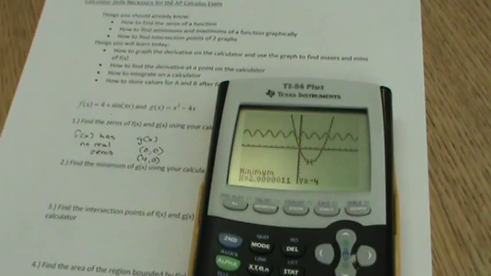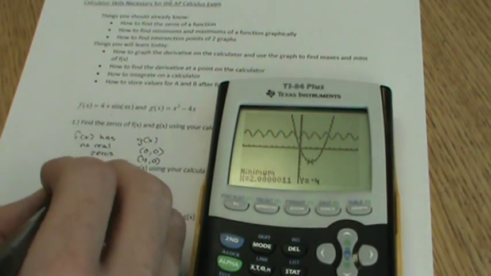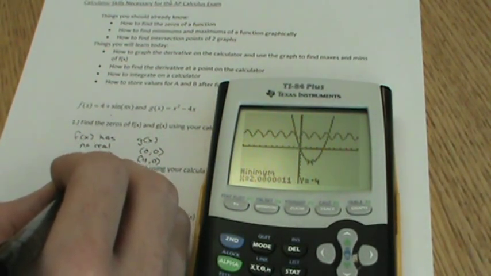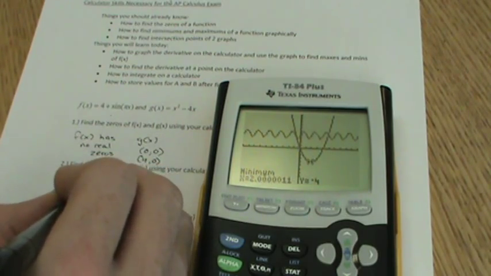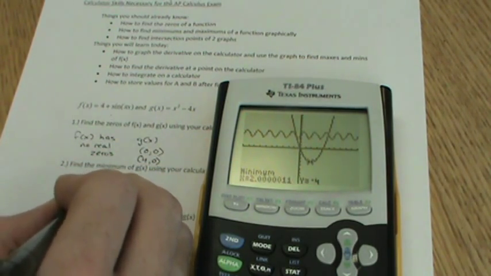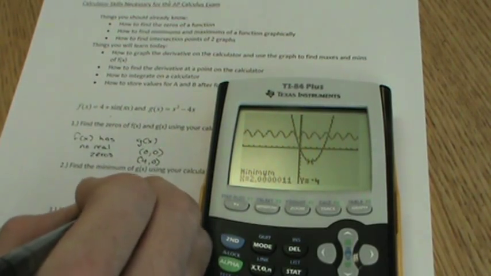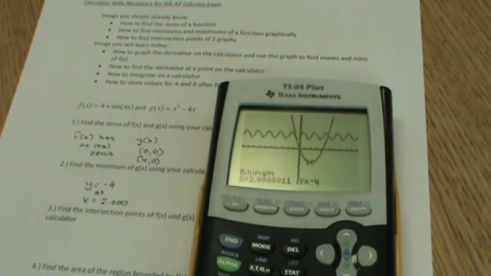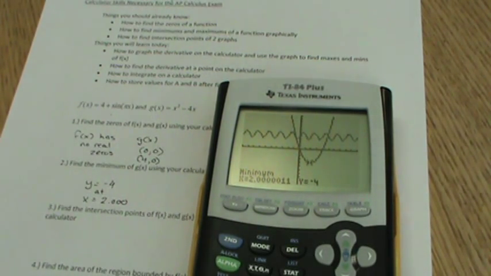And here we get our minimum is going to be y equals -4 at x equals 2.000. Now, yes, most of you are thinking that's 2, and it is. But with the AP Calc exam, everything has to be rounded to 3 decimal places. If you do not put 3 decimal places, it is wrong. So whenever you're using the calculator, that's the number one thing you got to make sure that you do is put 3 decimal places with everything. So if you get a decimal somewhere, put 3 decimal places.